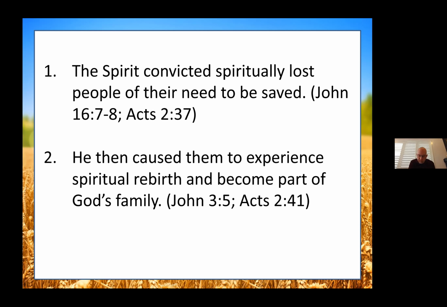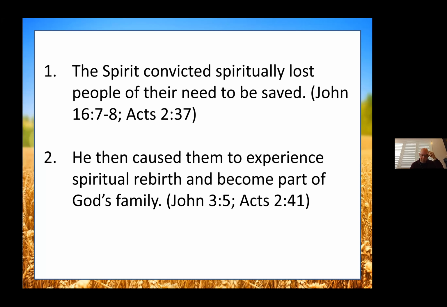As a result of the sermon, it says, "Now when they heard this," the Jewish people listening to him, "they were pierced to the heart and said to Peter and the rest of the apostles, 'Brethren, what shall we do?'" The Spirit of God had brought conviction upon them. The second thing that happens is that he causes us to experience a spiritual rebirth. And if you keep your finger here, and just turn or listen as I read John 3, verse 5. Jesus said, "Truly, truly, I say to you, unless one is born of water and the Spirit, he cannot enter into the kingdom of God."